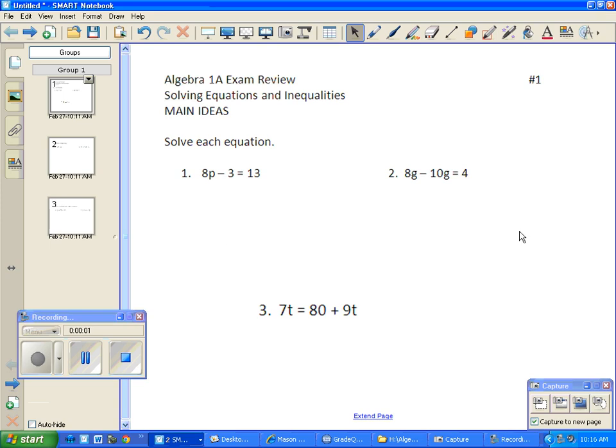Ladies and gentlemen, after 12 weeks, we have almost made it. We just have to review for that pesky final exam. The first station we're going to work on here is solving equations. These are pretty general ideas that we use in all of our units, so let's make sure we're good at them.